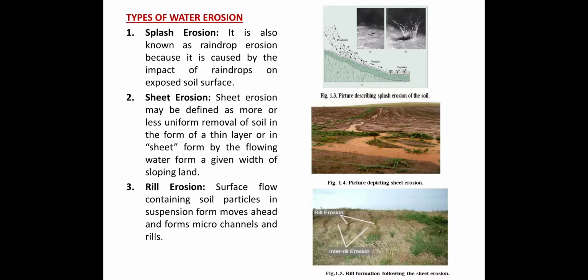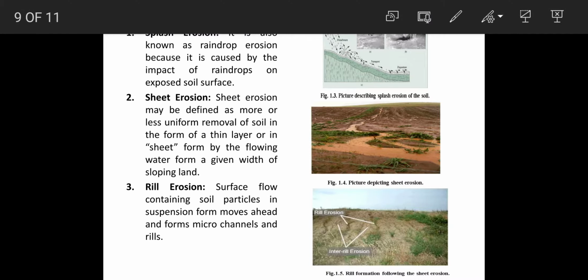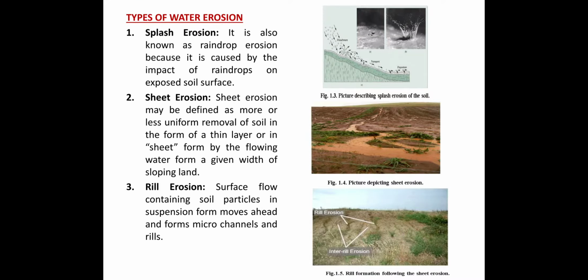The first is the splash erosion, right? The splash erosion is also called the raindrop erosion because it is caused by the impact of raindrops on the exposed soil surface, right? This erosion is caused due to the impact of a raindrop.